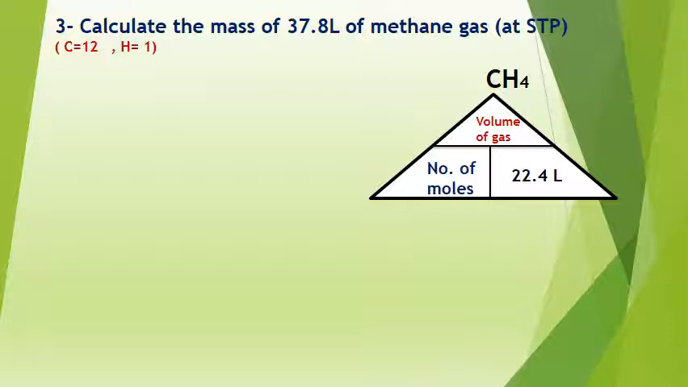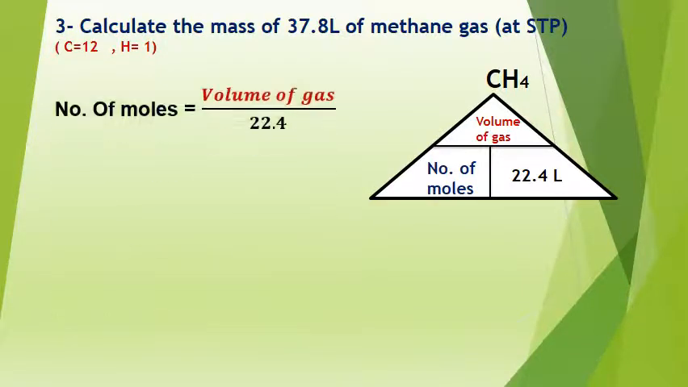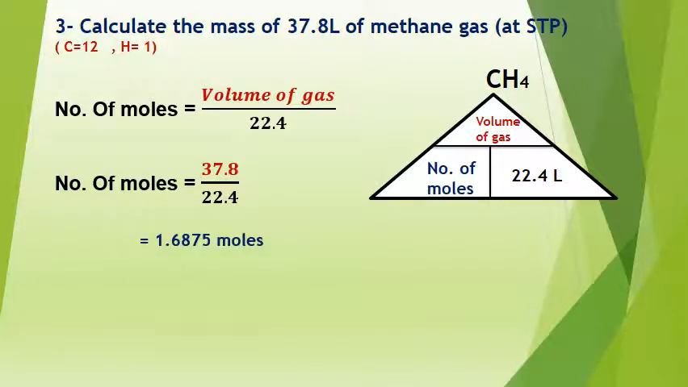So here, by using the volume of methane and divided it by 22.4, I can calculate the number of moles of methane. The number of moles equal the volume of gas divided by 22.4, so the number of moles equal 37.8, which is the volume of gas, divided by 22.4, and the answer will be 1.6875 moles. This is the number of moles. But pay attention, he asks about the mass, not the number of moles. Yes, I know, this is the first step.